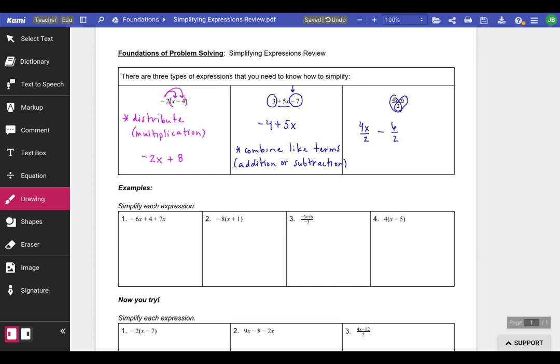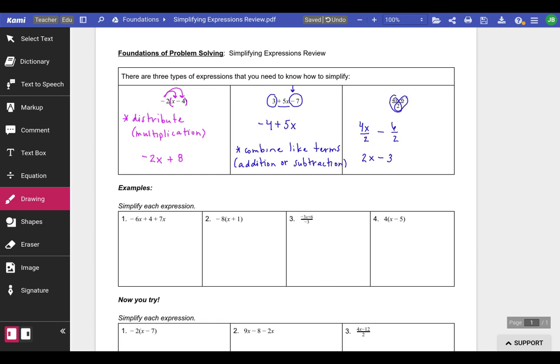I know 4 divided by 2 is just 2, and then I bring my x with it, minus 6 divided by 2 is 3, and I can write it like that. So now this one is simplified as well. There's no parentheses, there's no like terms, and I don't have a fraction. So those are the basic skills we're going to need right now.